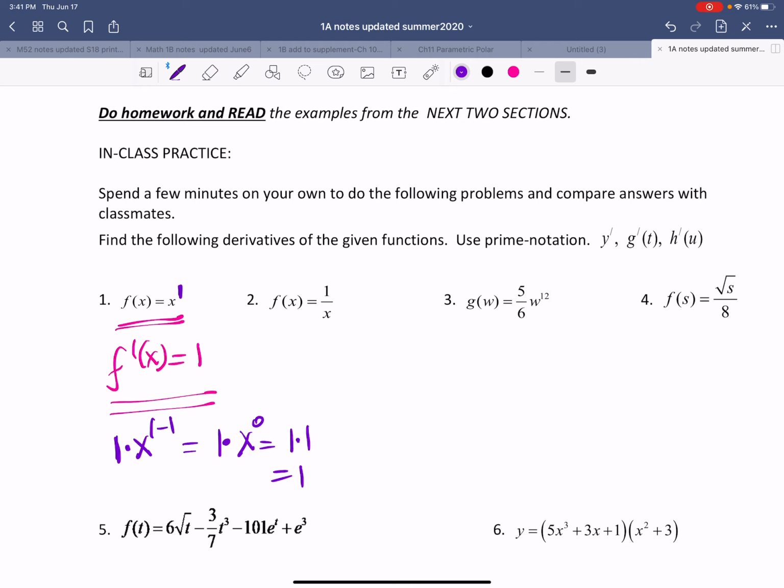For f of x equals 1 over x, we can write it as x to the power negative 1. F prime of x, we can bring the negative 1 in the front, x to the power negative 2, reduce the exponent by 1, so negative 1 times x to the power negative 2.